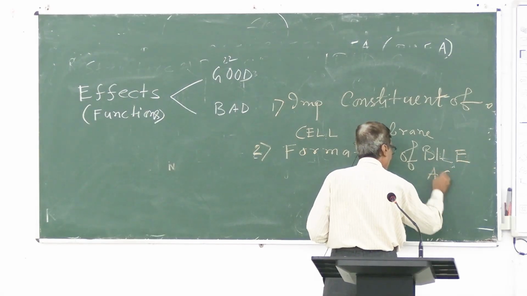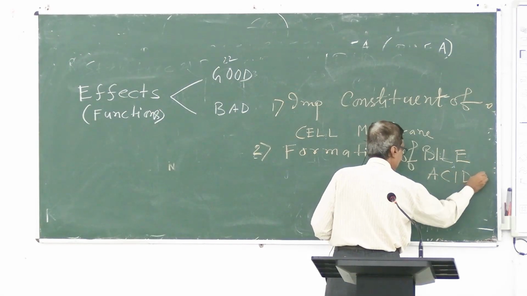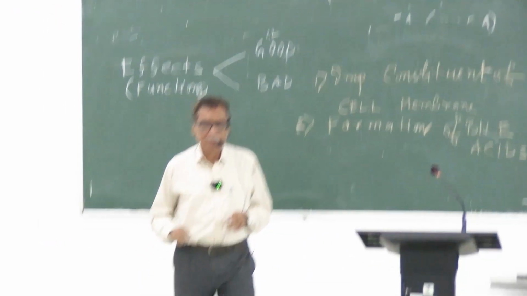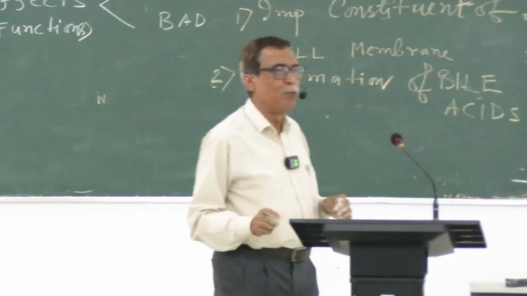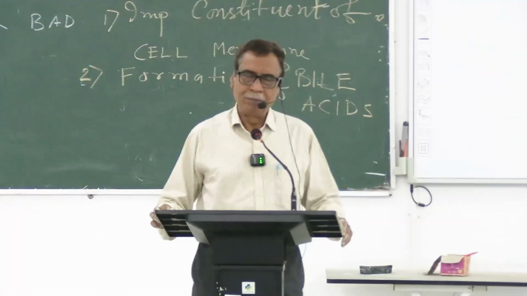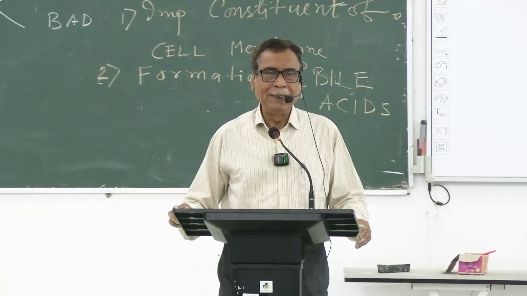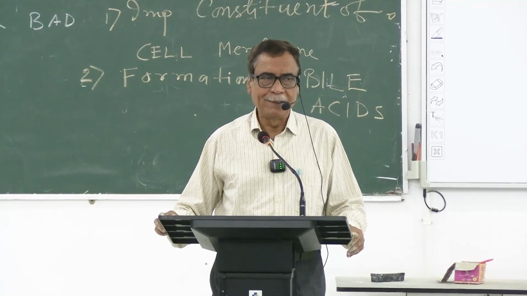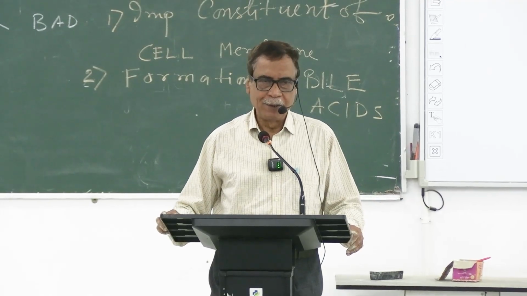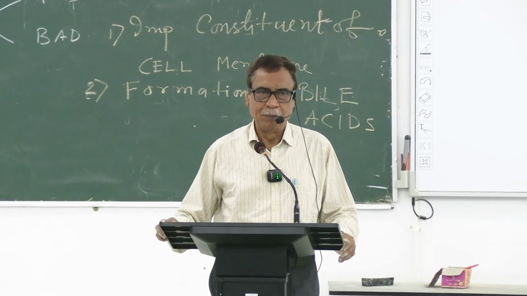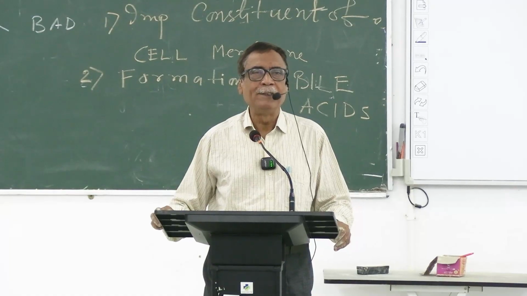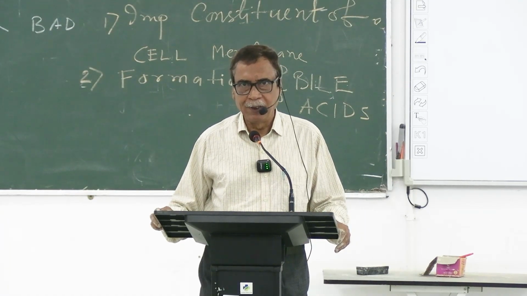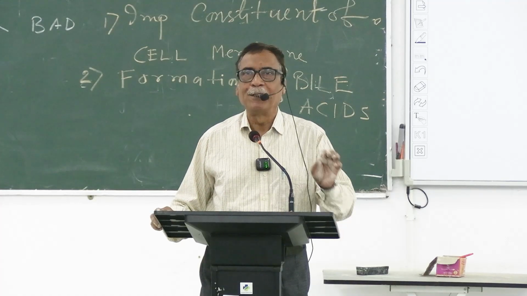And bile salts are coming from bile acids. Taurocholic acid, glycocholic acid, these are bile acids. And these bile acids are formed from cholesterol by several enzymatic steps. Several enzymatic steps are required for transformation of cholesterol to bile acids, which is the principal fate of the cholesterol. Principal fate of the cholesterol in our body is the formation of bile acid.